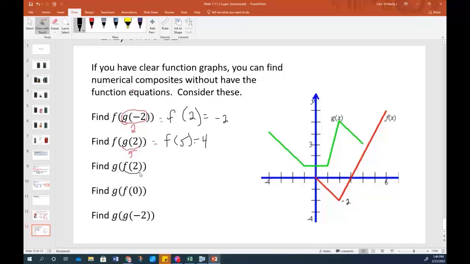All right, the next one starts with the f function. So what is f of 2? Well, I can use this. I've already found that work. I don't have to work again. F of 2 is negative 2. So that means now we are finding g of negative 2. And you can do the work again, but I really shouldn't have to. G of negative 2 is equal to 2.